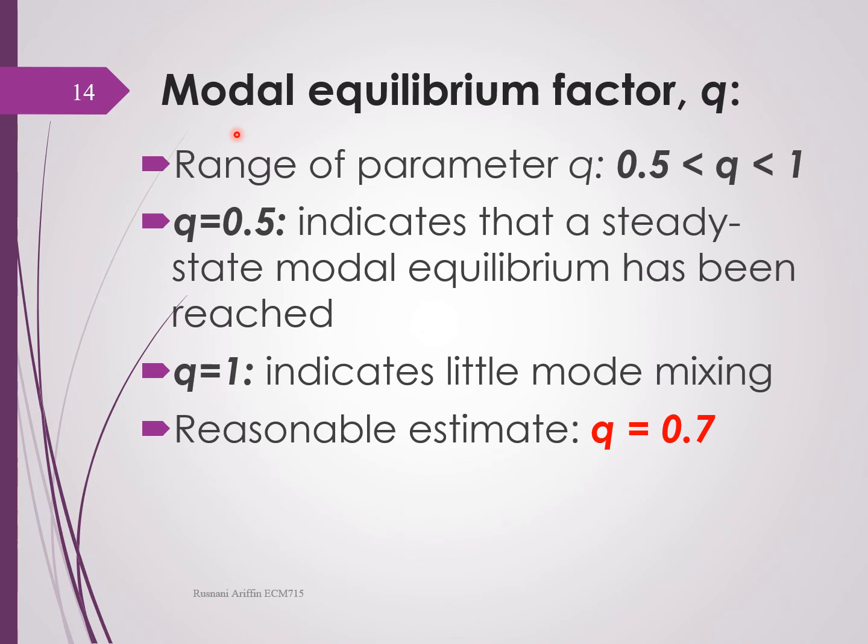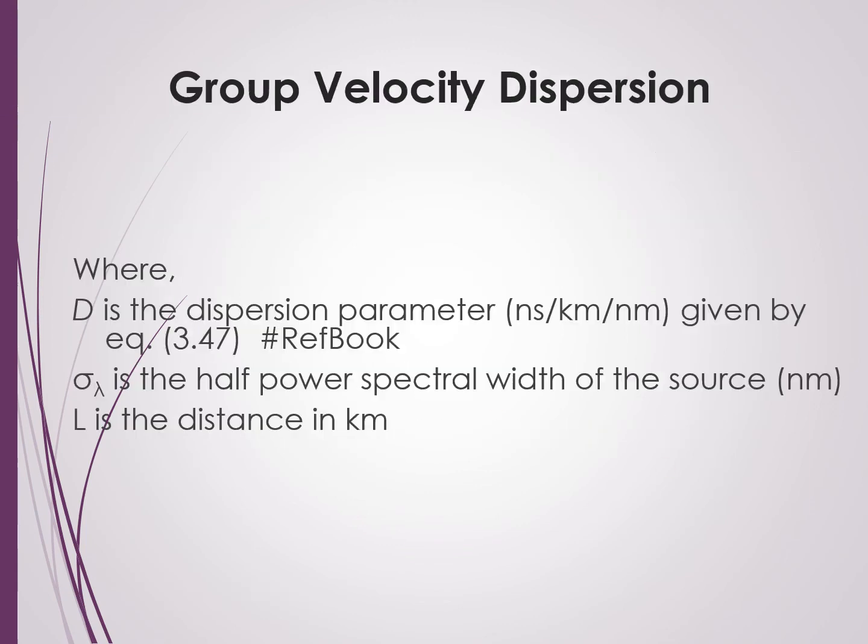Let us look at the modal equilibrium factor, which is Q. The range is between 0.5 and 1. Q equal to 0.5 indicates that a steady state modal equilibrium has been reached. Q equal to 1 indicates little mode mixing, but a reasonable estimate is Q equal to 0.7. But in your final exam, the value of Q will be given.